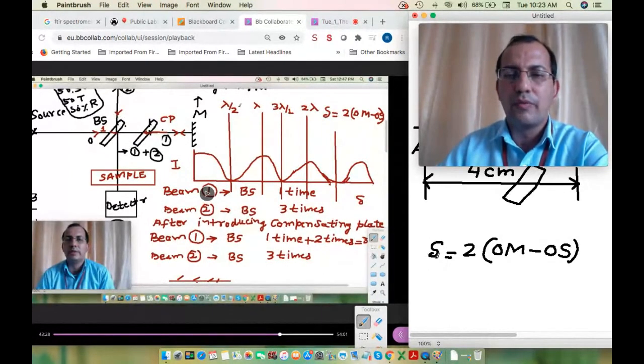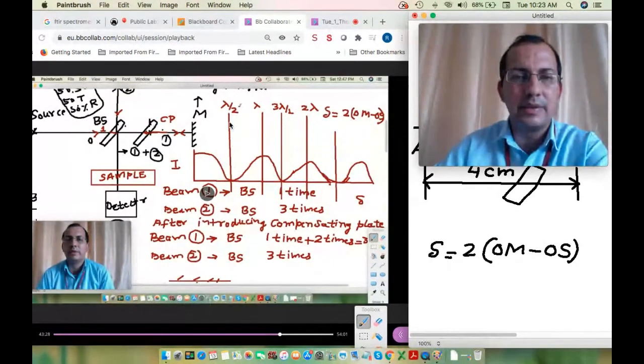So when you are along the x-axis, you have this delta. When it is a half-integral multiple of lambda, in that case you would have destructive interference. When it is an integral multiple of lambda, then you would have constructive interference.